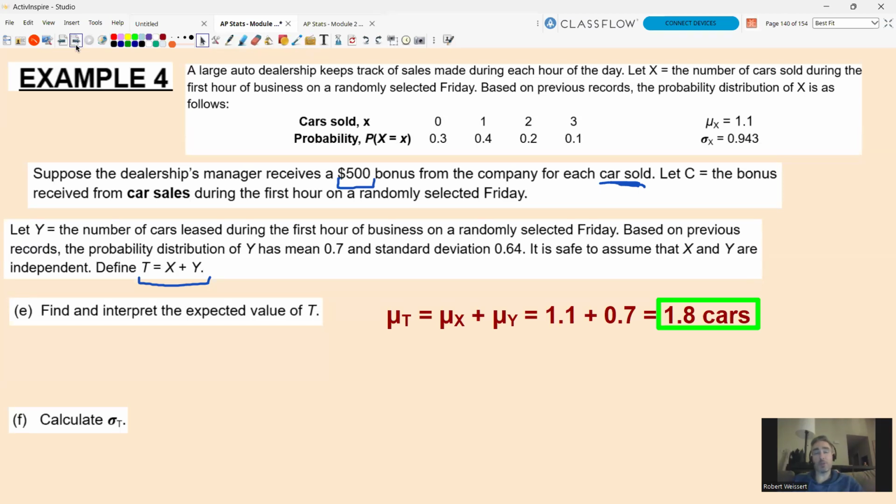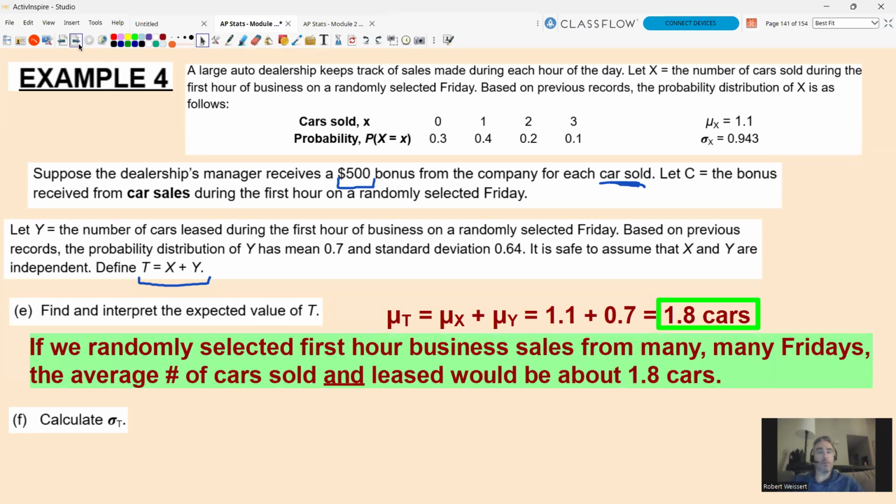It wants you to interpret that. So let's see, we're talking about Friday sales. If I were to select many, many Fridays for the first hour, the expected total number of sales and leased cars would be 1.8. So if we randomly selected first hour business sales for many, many Fridays, the average number of cars, or expected number of cars sold and leased together, would be about 1.8 cars.